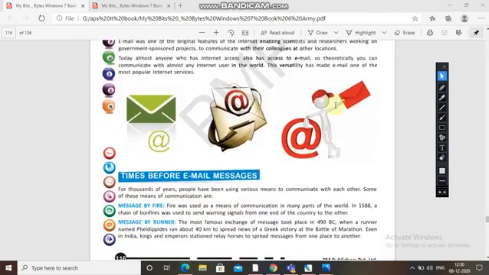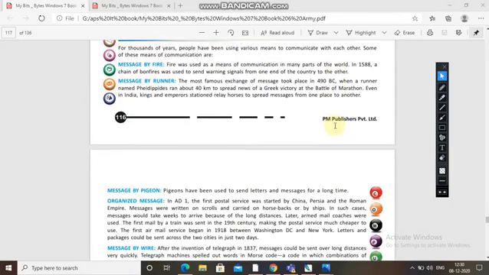Now next, what we have seen: times before email messages. People ask, okay beta, you know email, you know the process also, what things are needed for sending an email, but in earlier times how did people send messages from one person to another, from one kingdom to another kingdom? You also have an answer: firstly they were sending messages by fire. Fire was used as a means of communication in many parts of the world.